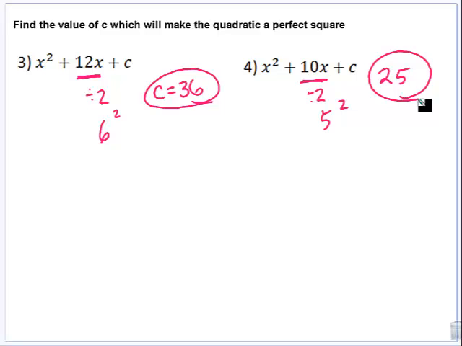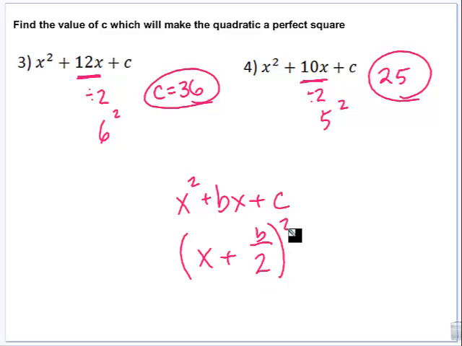So in general, this is the general format of how we write a quadratic: x squared plus bx plus c. And so here, our c value we can find by dividing our b by 2 and then squaring it. So that means that when this is a perfect square, it would factor to x plus b over 2 squared. That's where that b over 2 came from on our first slide. And once again, this would only work if our c is equal to b over 2 squared.